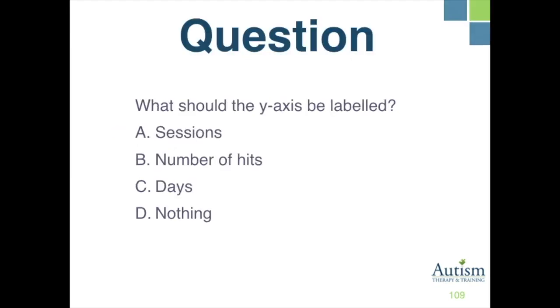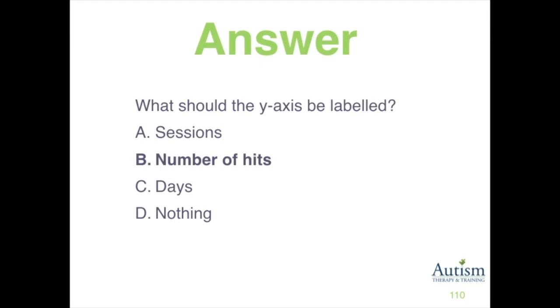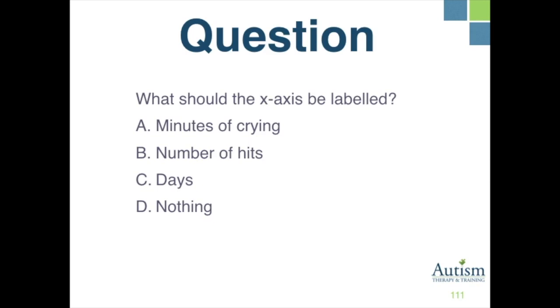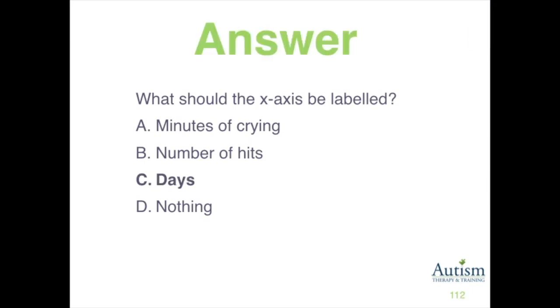What should the y-axis be labeled? A, sessions, B, number of hits, C, days, or D, nothing? And the correct response is B, number of hits. What should the x-axis be labeled? A, minutes of crying, B, number of hits, C, days, or D, nothing? And the correct response is C, days. Way to go.